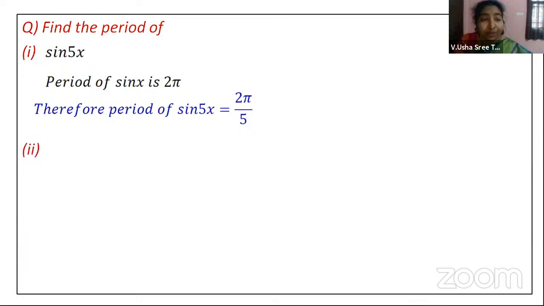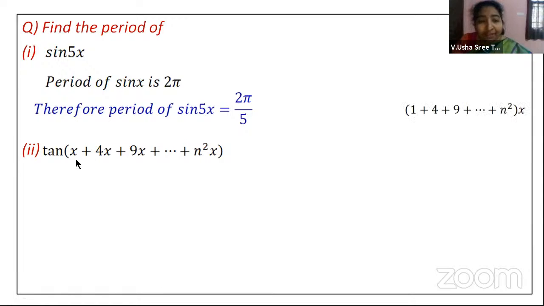Okay. Now we'll see one more problem. Tan of x plus 4x plus 9x plus so on till n square x. Now here, if you observe, all the terms inside the bracket have x. So I'm taking x common.